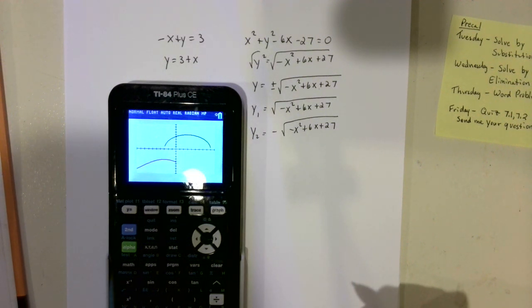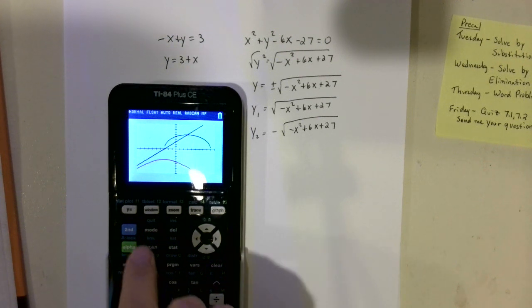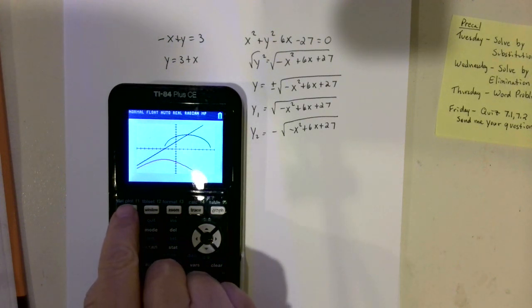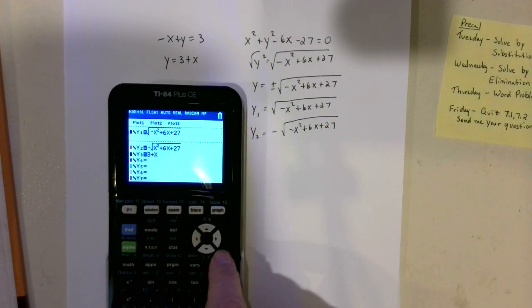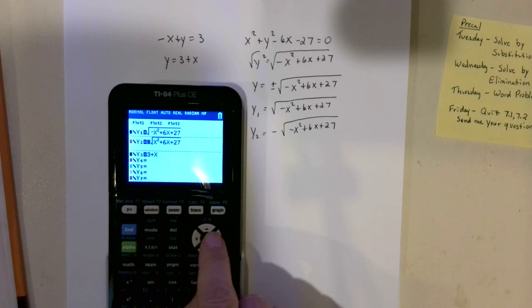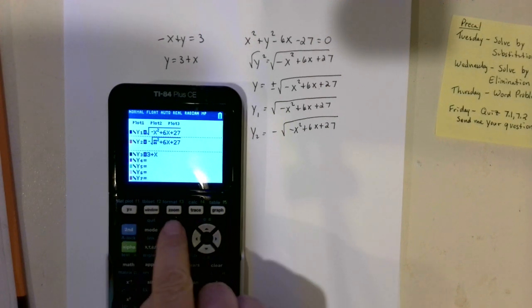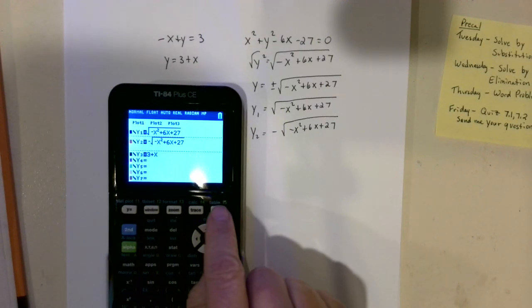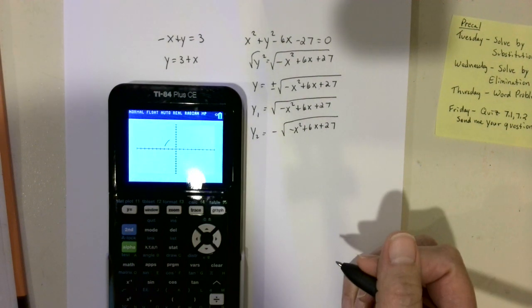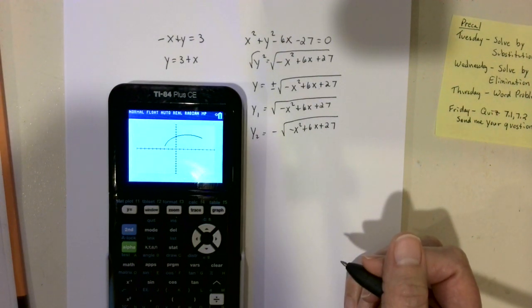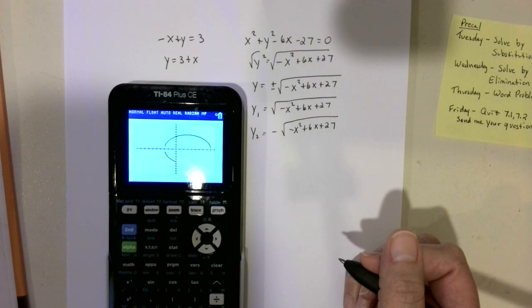And notice that it does not look correct. Okay. So I'm going to go back to my y equals, my second equation. I forgot the negative underneath, so I'm going to insert the negative and regraph. There we have our top equation, the bottom of the circle, and our linear.